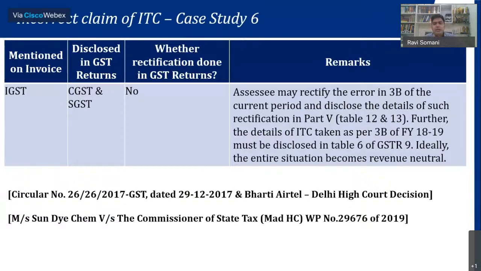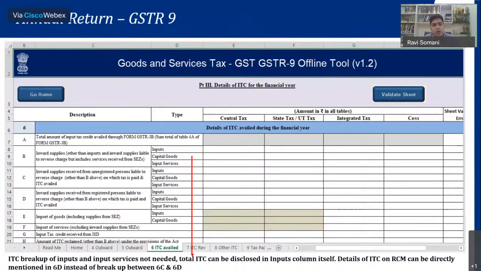So in these cases, my suggestion will be to disclose the correct credits, and whatever the wrong credit has been taken, make an adjustment, make a rectification in the return to be filed now, in the monthly return to be filed now, and show the correct credits in the return. Don't forgo the credits just because the time limit is over and all these things. This will all be quashed. This is how you need to disclose the details. As I've already mentioned, everything you can disclose in inputs. They are saying it is okay.